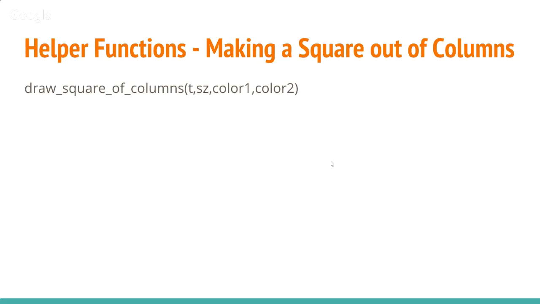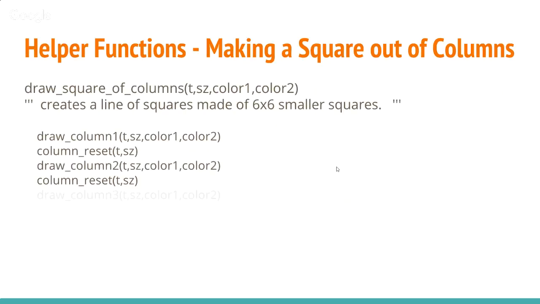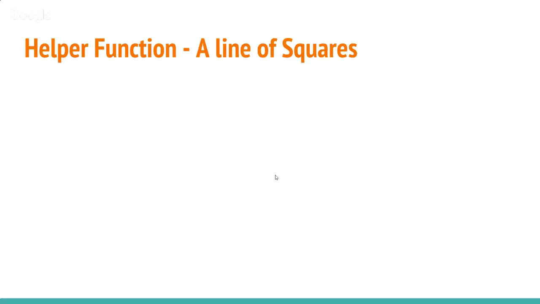Now helper functions here. I draw a square from columns. I called all of those columns I just quickly rattled off at you in one successive function, just all of them right after each other.